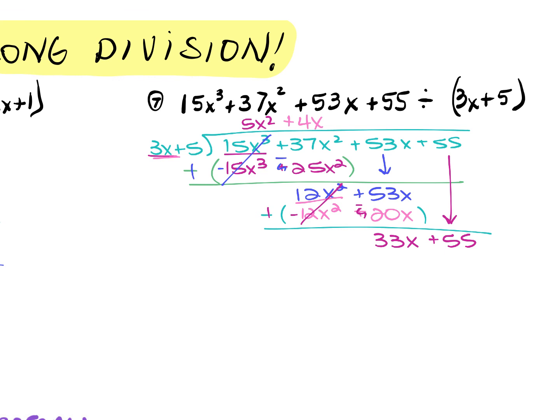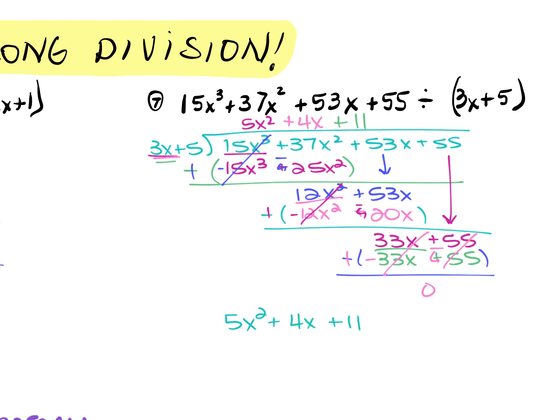And then we say to ourselves, 3x times what is 33x? It's 11. So 11 times 3x is 33x. 11 times 5 is 55. We subtract these or add the opposite, and they cancel. So our answer is 5x squared plus 4x plus 11.